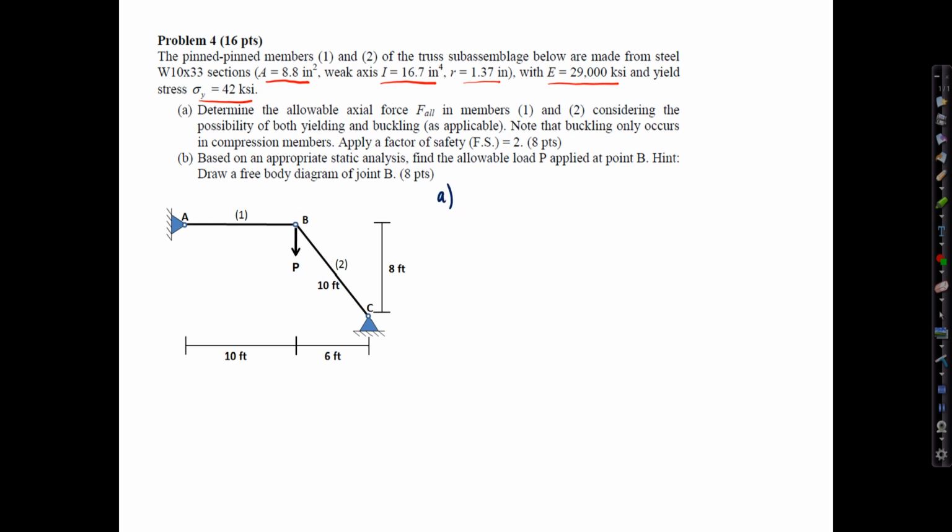There's two different approaches we could take to solve part A. We could use a force-based approach. Calculate allowable forces. If we do that, let's start with yield. The yield force, F sub y, is equal to the yield stress, sigma y, times A. Given as 42 ksi for yield stress, and an area of 8.8 inches squared. That computes to 369.6 kips.